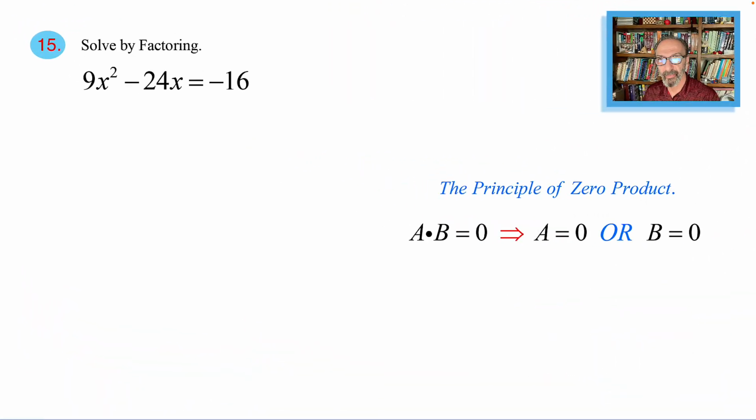Number 15, solved by factoring. We're going to be using the perfect square trinomial. A minus b to the second is a to the second minus 2ab plus b to the second. If you attempt to factor it, it's going to end up with one root, which is just one set, a minus b to the second. To do it, let's move the minus 16 to the right side.